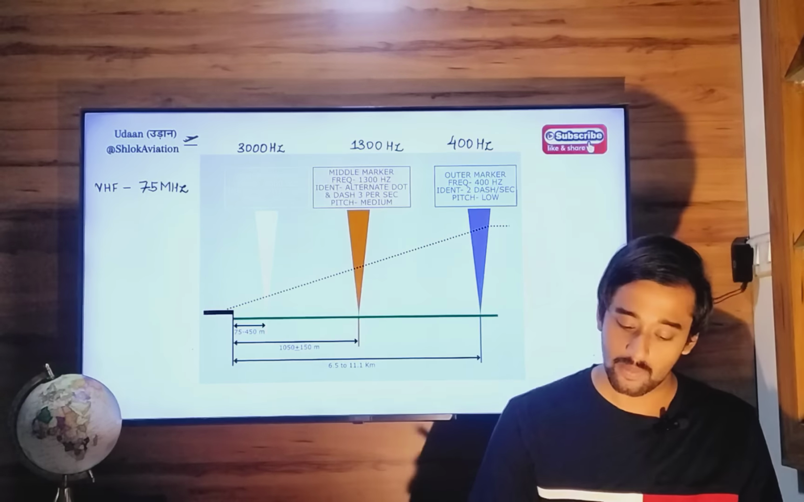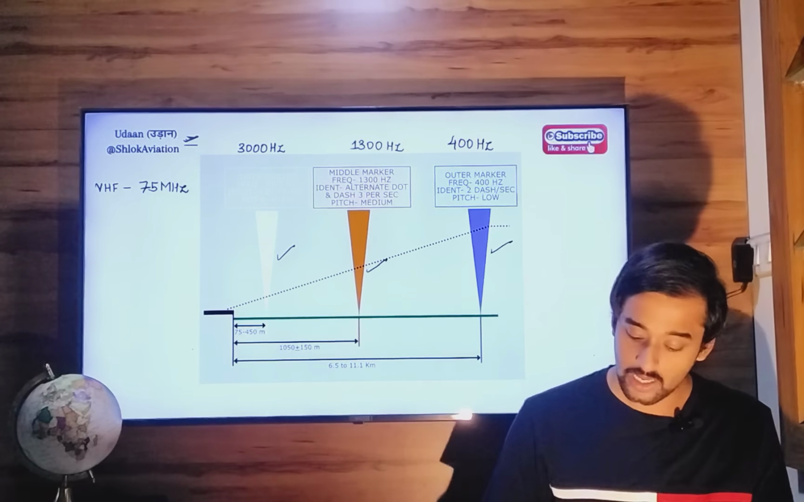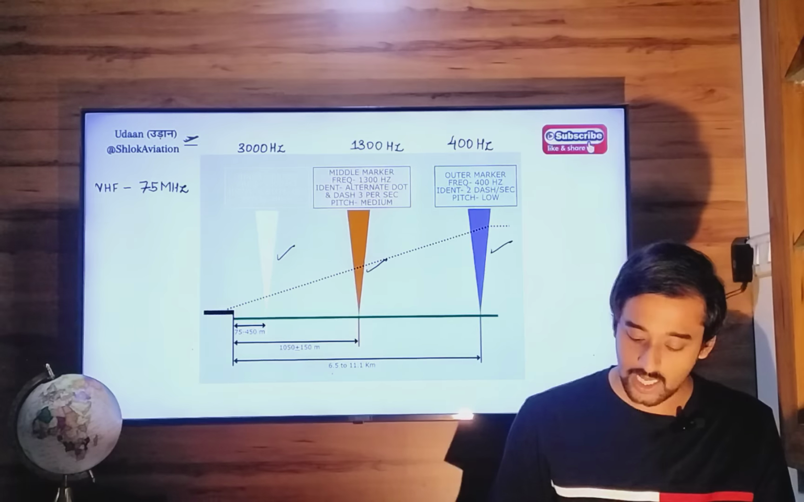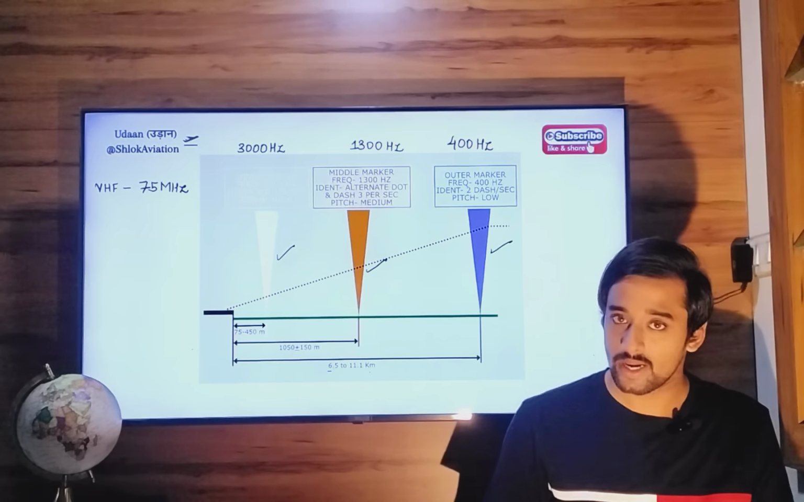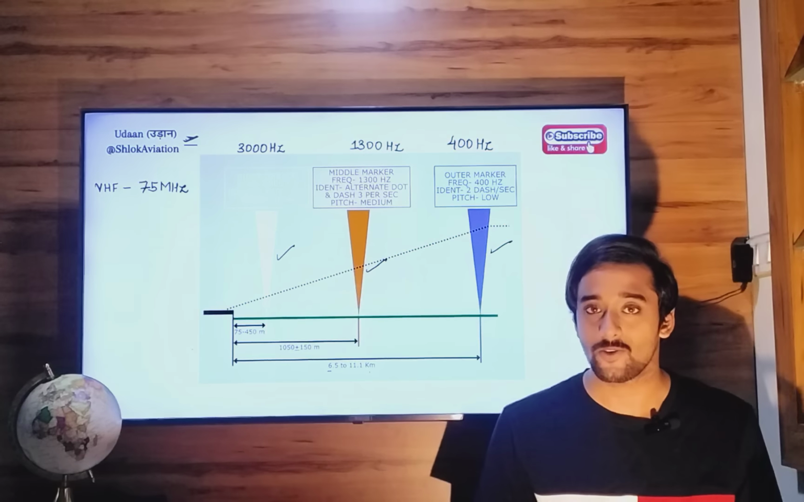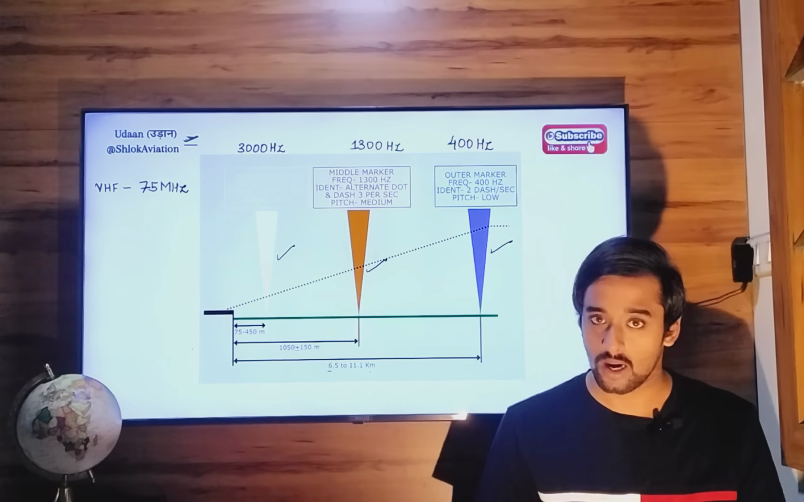Apart from that, remember the colors: blue, amber, white. Remember the distances: 6.5 to 11 kilometers for the outer marker, approximately 1 kilometer for the middle marker, and 75 to 450 meters for the inner marker.